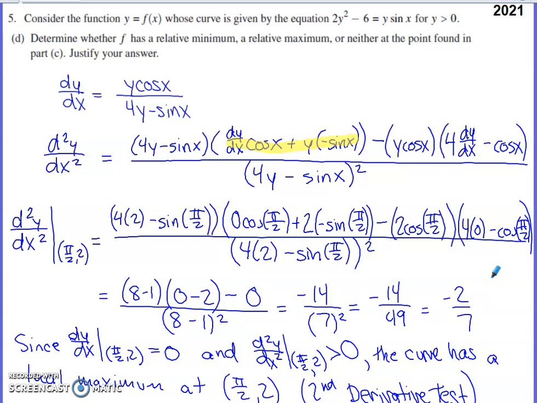And if the slope of the curve at this ordered pair is 0 and we have a negative second derivative, that means that we have a situation where we're concave down, and if we're concave down, we have to have a local maximum on the curve at this location, and the justification is the second derivative test.